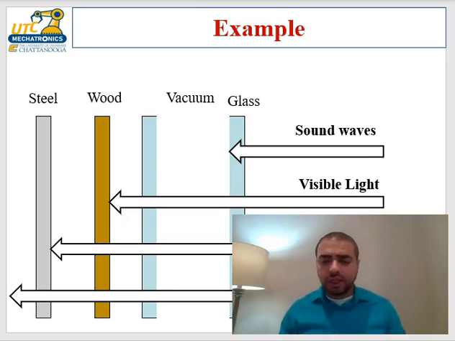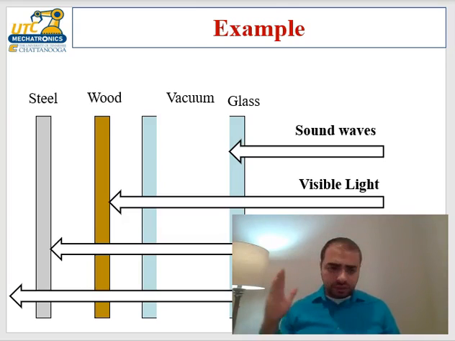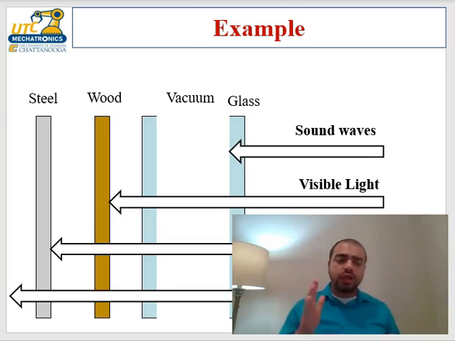Gamma rays have the highest energy, the shortest wavelengths, and they can penetrate through metals. In fact, gamma rays can penetrate through really thick steel. I can't remember what the thickness is, but it can penetrate through a thick block of steel.